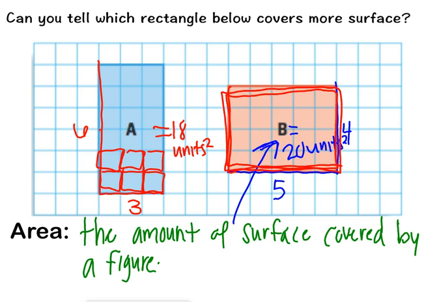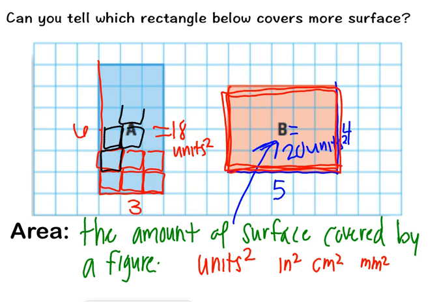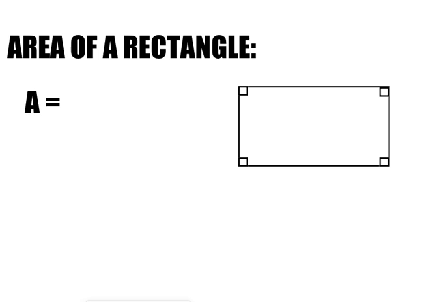So then that brings us to our next point. We measure area in units squared. So that could be inches squared, centimeters squared, millimeters squared, whatever your unit is, it's square units, because you're literally seeing how many little square units can fit into that shape. All right, good job, folks.